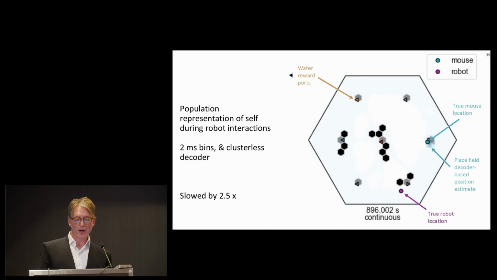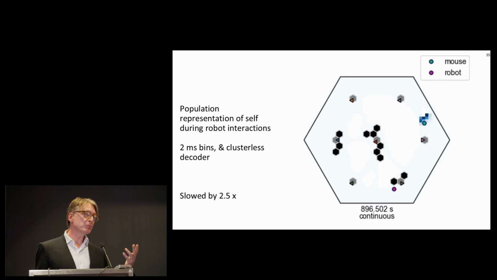But so these are water ports, and the animal's trying to get to these water ports. It doesn't know which one is turned on, and it's being chased by the robot. So here's the robot and its actual position. Here's the mouse and its actual position. And the decoder is that pixelated thing in the background that you'll see move in a second.